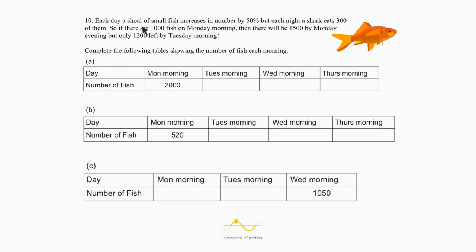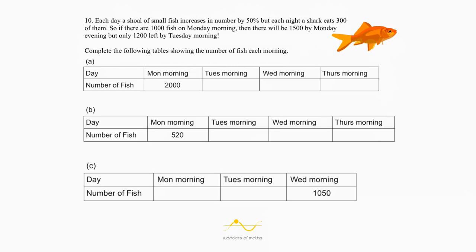Each day, a shoal of small fish increases in number by 50%, but each night a shark eats 300 of them. So if there are 1,000 fish on Monday morning, then there will be 1,500 by Monday evening, but only 1,200 left by Tuesday morning. Complete the following table showing the number of fish each morning.